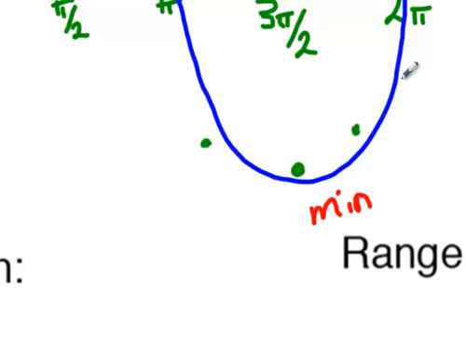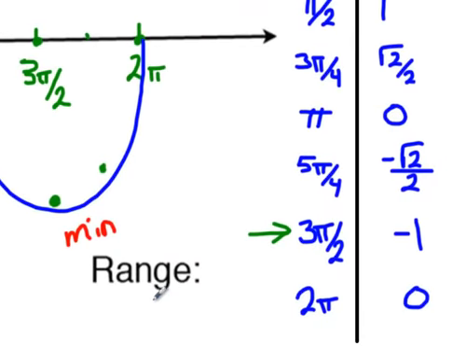A couple of other things I want to point out. First, let's talk about domain and range. Are there any x values this can't be? No. So, our domain is going to be our real numbers. But what about our range? Our range is limited. It's only going to run from -1 to 1.